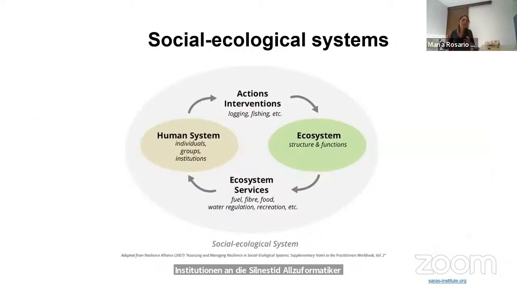It is shown in a more simplified version of these schemes, where we have the human system, from the level of individual groups or institutions, performing different actions or interventions in our ecosystem, for example logging, fishing, but also protecting and conserving nature. And that's going to affect the ecosystem, its structure and functions. And in return, there is a feedback loop back to the human system in terms of ecosystem services.